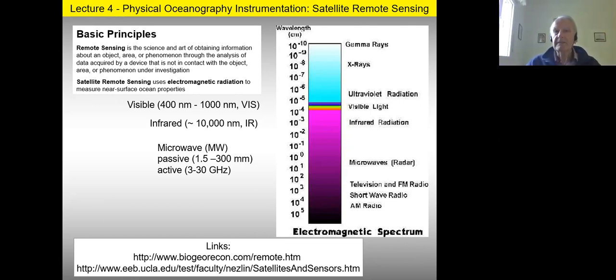So satellite remote sensing uses electromagnetic radiations to measure near-surface ocean properties. In order to do that, we have to look at different parts of the spectrum. So we have the visible part of the spectrum, between 400 and 1,000 nanometers. We have infrared, and we have microwave, passive and active. Visible, obviously, has been used for determining the sea surface color.